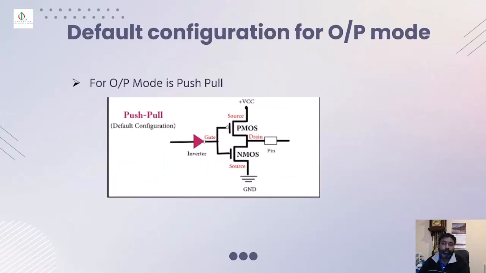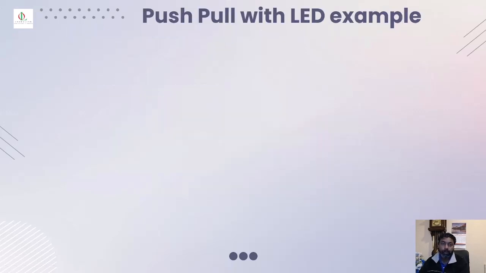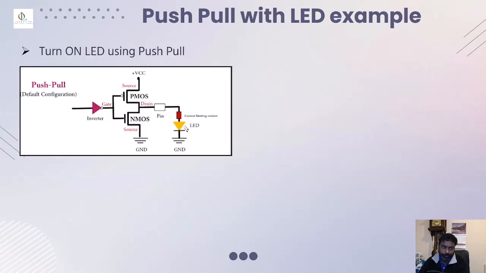By default, the configuration for output mode is push-pull, because the output can be either 0 or 1, and that's where you mostly use push-pull. Now we're going to see push-pull with an LED as an example. We just saw open drain. Now let's see how push-pull is effective with an LED as an example.